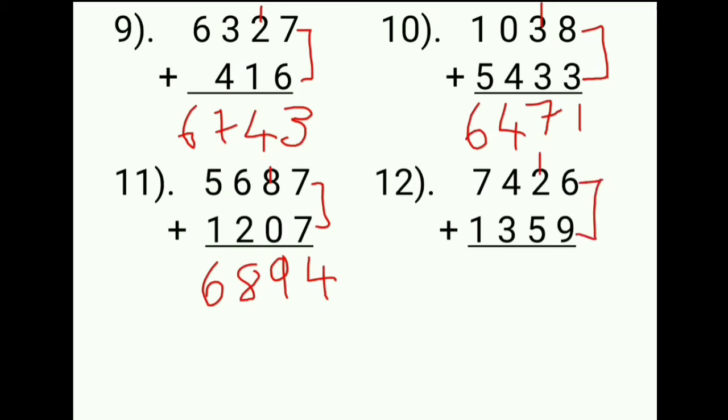12th sum. 6 plus 9 is 15. So we will add 1 carry and 5 down. 5 plus 3 is equal to 8. Then 4 plus 3 is equal to 7. 7 plus 1 is equal to 8. So our answer is 8785.